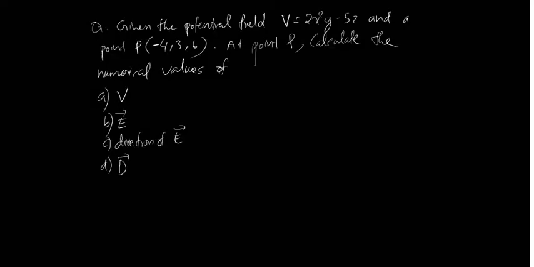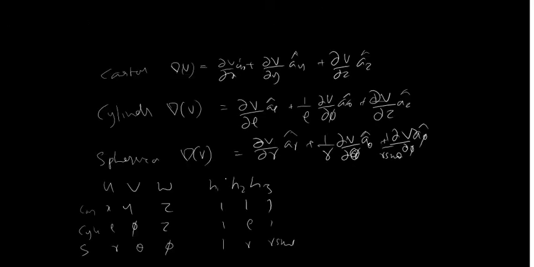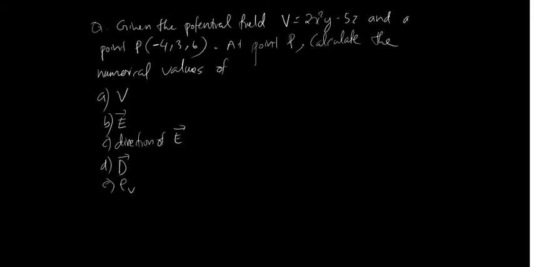Now we will discuss a problem here. Given the potential field V is equal to 2x square y minus 5z, so this is a scalar, so there is no direction components, and a point P at 4, 3, 6. Calculate the numerical values of question A, potential, B, electric field intensity, C, direction of E, and D, that is flux density, and one more, you can also find the value of rho V, that is the volume charge density.